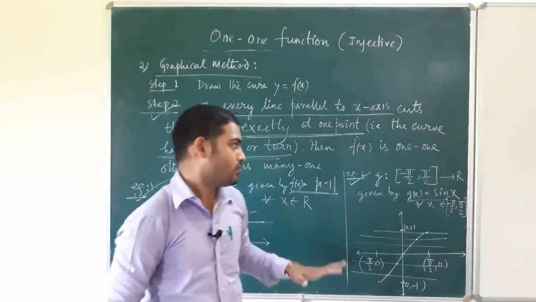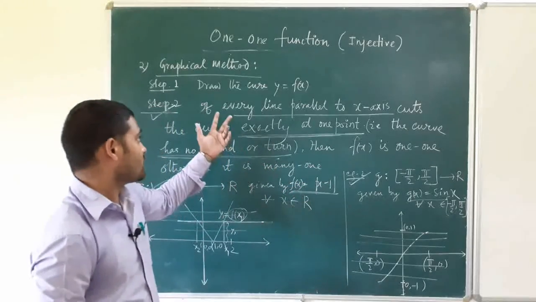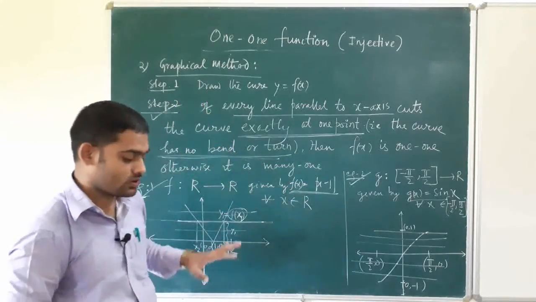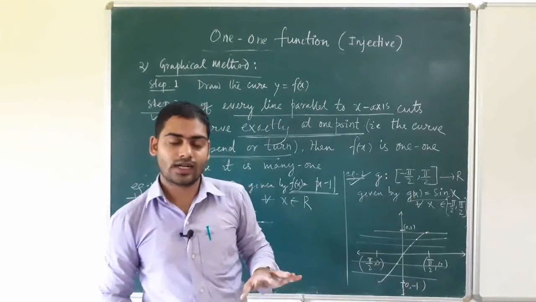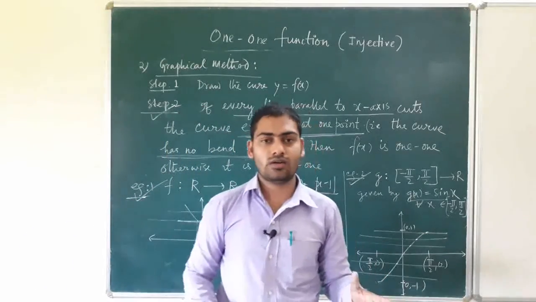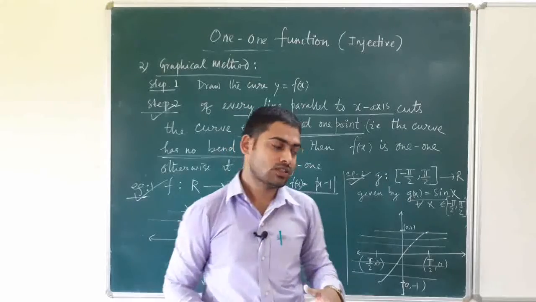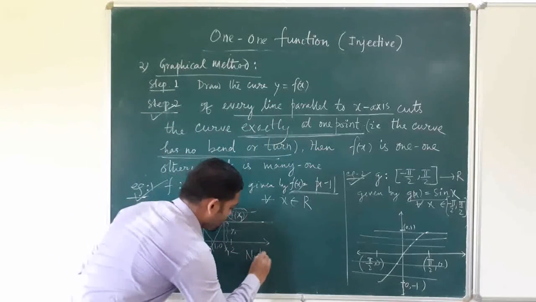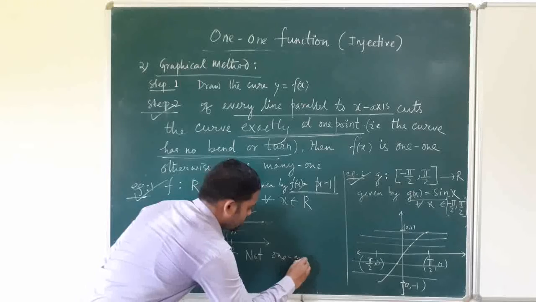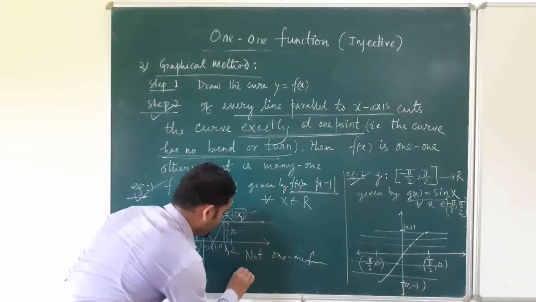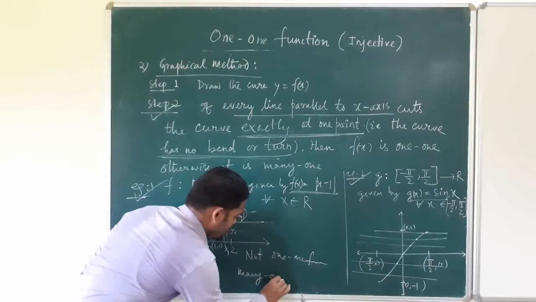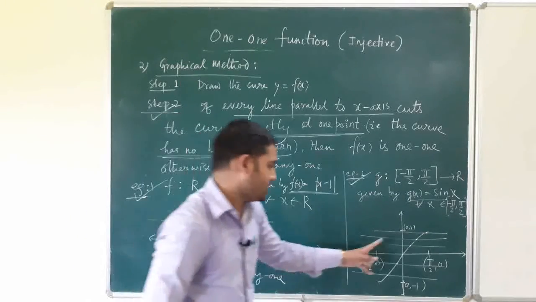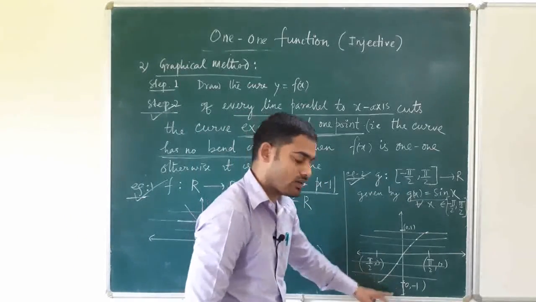By drawing the curve and using the graphical method, you can also know whether a function is 1-1 or many-one. So friends, the first function is not a 1-1 function, it means it is many-one, and the second one is a 1-1 function.